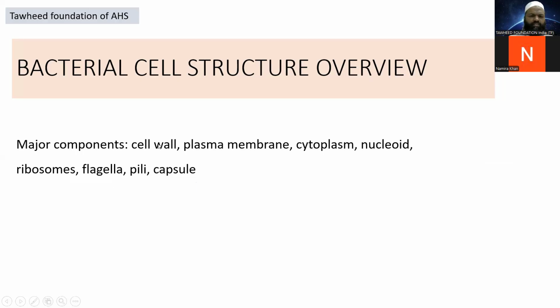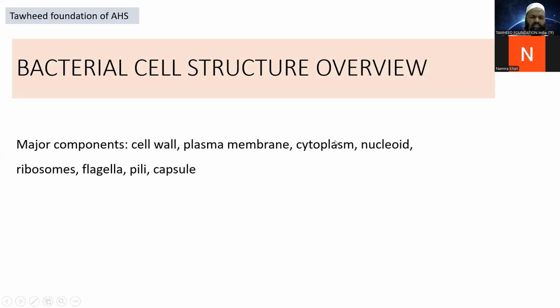First, what is cell wall? A rigid outer layer made primarily of peptidoglycan. It provides shape, protection, and prevents the cell from bursting in hypertonic environments. It differentiates bacteria into gram positive and gram negative. Plasma membrane, a phospholipid bilayer beneath the cell wall. It controls selective permeability, allowing nutrients in and waste out. It is a site of important metabolic activities like respiration and photosynthesis in some bacteria.